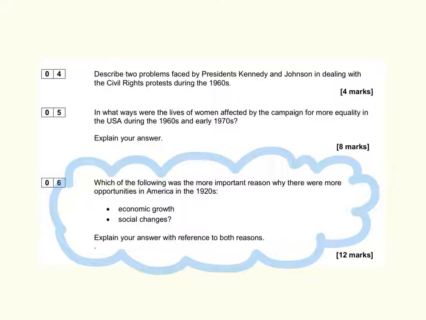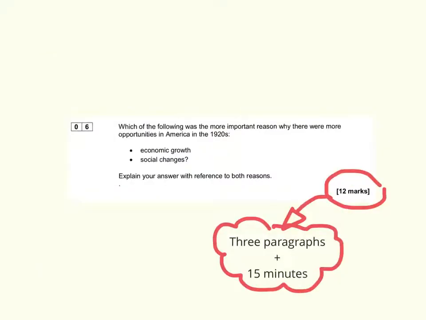So this one: which of the following was the more important reason why there were more opportunities in America in the 1920s, economic growth or social changes? And the examiners expect you to write a paragraph about both of those bullet points and then come to a conclusion. So as we should all know by now, a 12-mark question means 3 paragraphs and means you want to spend about 15 minutes on it.